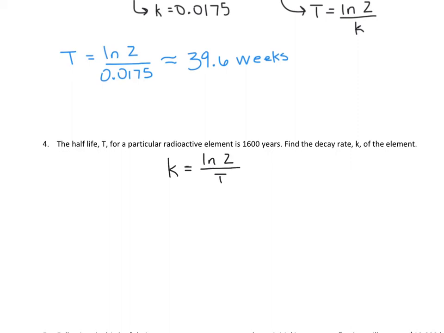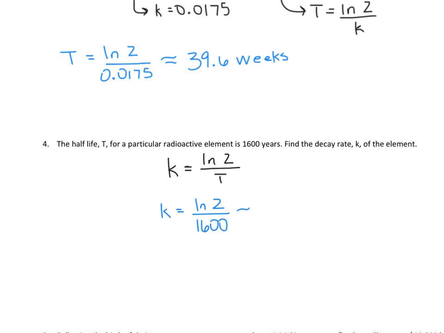Alright, in problem 4, the half-life T for a particular radioactive element is 1600 years. Find the decay rate K of the element. So here is our formula for finding decay rate K. It's equal to natural log of 2 divided by T, where T is the half-life. So we have K is equal to natural log of 2 divided by 1600, since 1600 is the half-life.